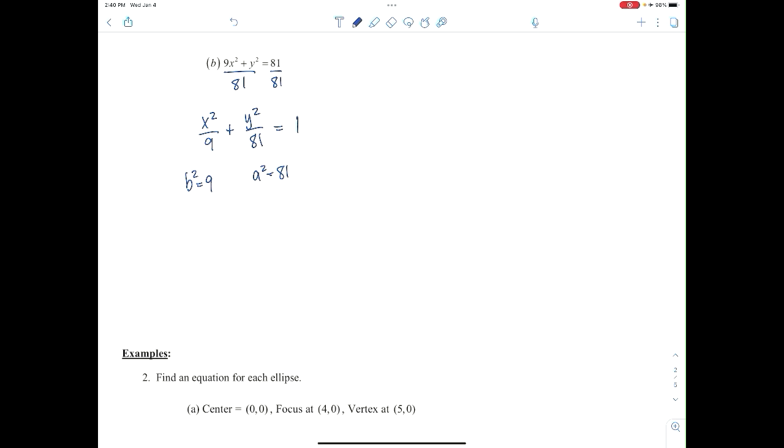So now let's find our vertices, which is 0 and plus or minus a. So we have 0, my a value is the square root of 81, which is 9, so plus or minus 9. One vertex is at 0, 9. The other vertex is at 0, negative 9.